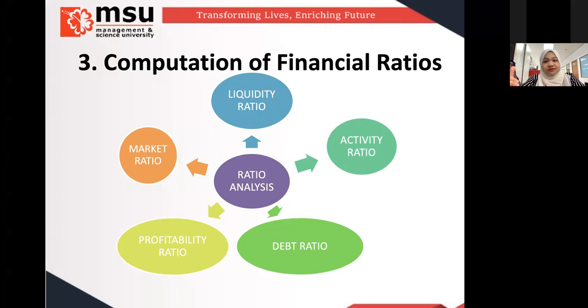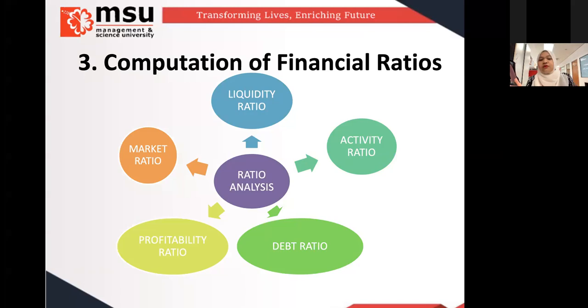The third one is the debt ratio. What is the purpose of calculating the debt ratio? With the debt ratio, we want to see the solvency of the company, the leverage level of the company. Is the company vulnerable to financial losses or not? Is the company able to pay all its debts or not? This kind of analysis we will do through the debt ratio.